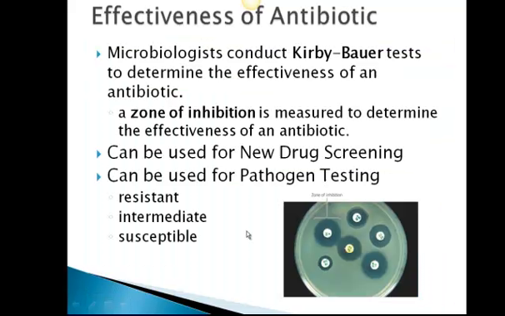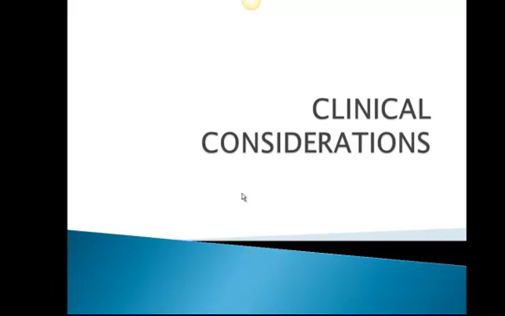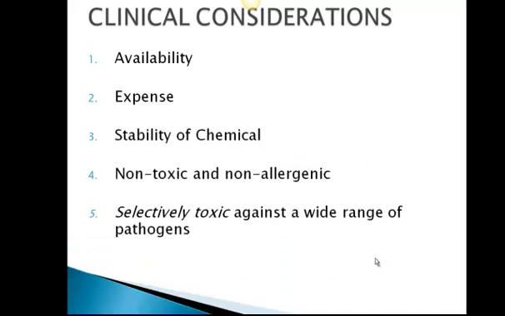So finally, what are some clinical considerations for treatment of bacterial infections? When thinking about antibiotics, you have to think about their availability within the region and their expense. Within the United States, we have a lot of availability to many different types of antibiotics. But if we were in a third world country, we'd have much less availability, and expense would be much more of an issue.